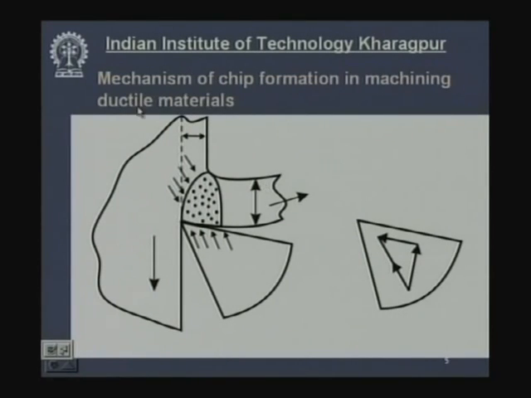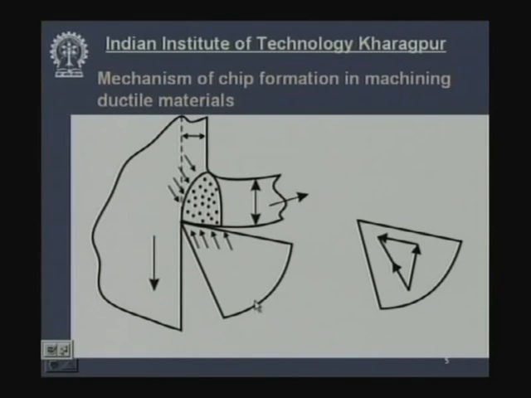Now here let us see the mechanism of chip formation in machining ductile materials, because the mechanisms of machining ductile and brittle materials are entirely, widely different. But most of the engineering materials that we machine are ductile. Even if not ductile, they are semi-brittle or semi-ductile, and under the cutting condition they behave ductile. So more stress will be given on the mechanism of chip formation in machining ductile materials.